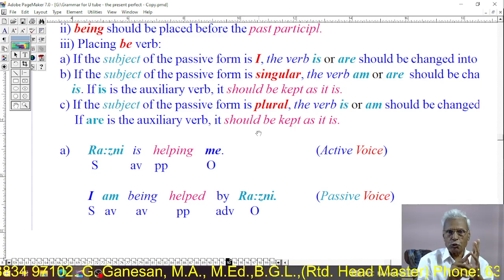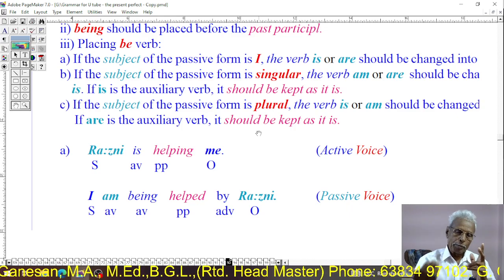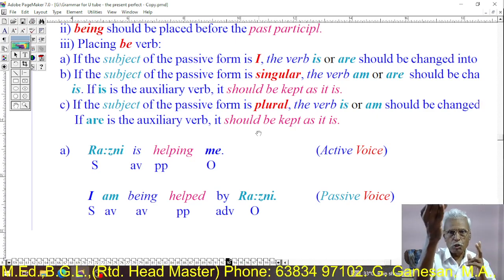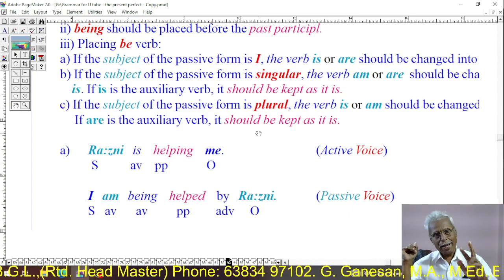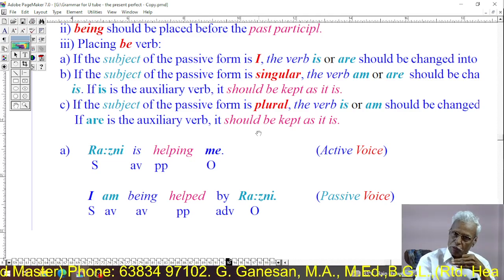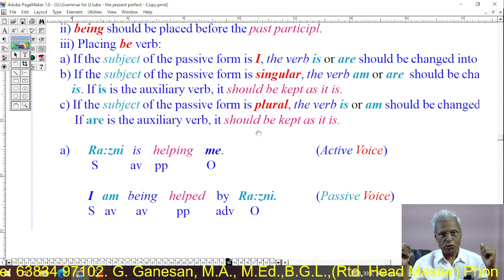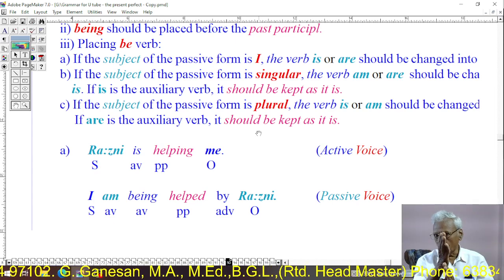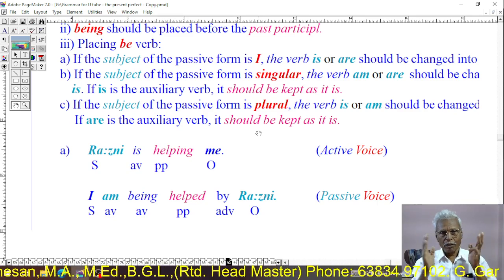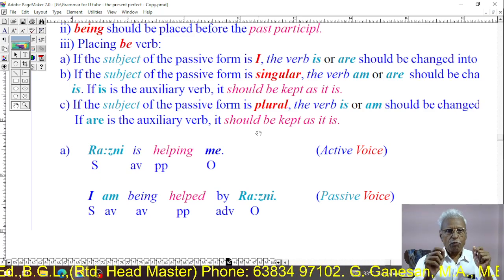First, present participle should be changed into past participle. Then being should be placed before the past participle. And before being, any one of the be verbs, am, is, are. The suitable be verb should be placed there. Actually, in active voice there will be a be verb. Am, is, are, three be verbs. One of the be verbs will be there. Now, after converting from active into passive, we should place the be verb according to the subject. Am for I, is for he, she, and are for we, you, they.